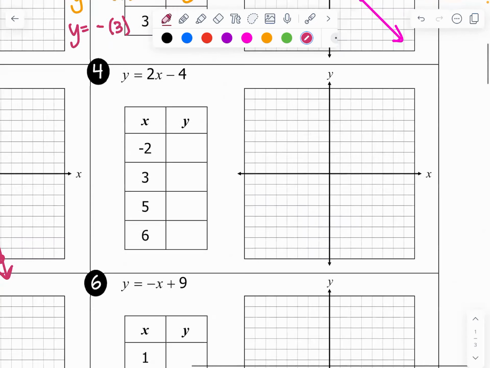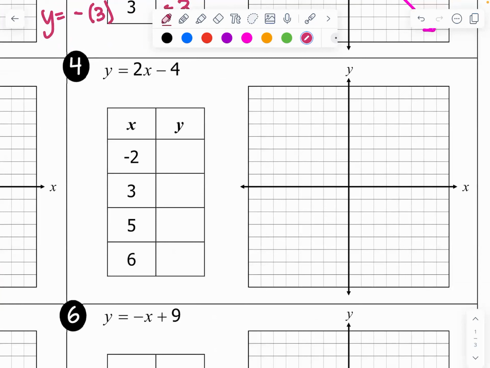All right, let's do number 4. We're going to have to be a little bit careful with our order of operations. This time we have y equals 2x minus 4. Remember, when we plug in for x, we need to do so with parentheses. So what's 2 times -2? Okay, so we have -4 minus 4, which is -8.